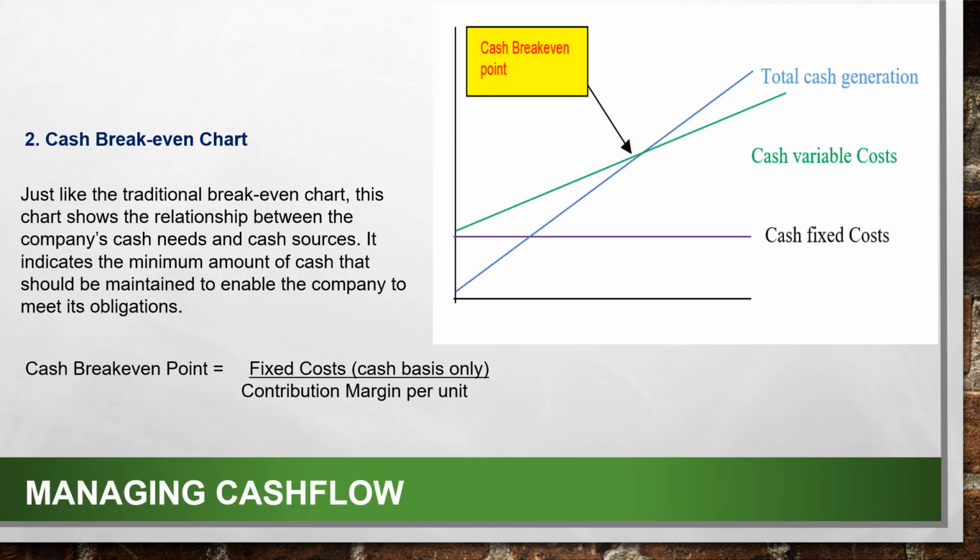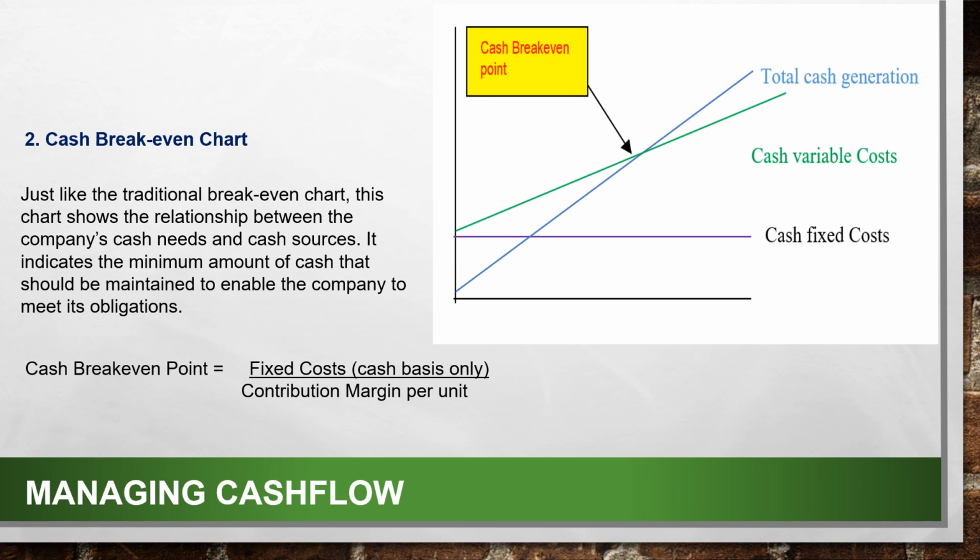Okay, so next we have the cash break-even chart. This is just like the traditional break-even chart. This cash break-even chart shows the relationship between the company's cash needs and cash sources. It indicates the minimum amount of cash that should be maintained to enable the company to meet its obligations.